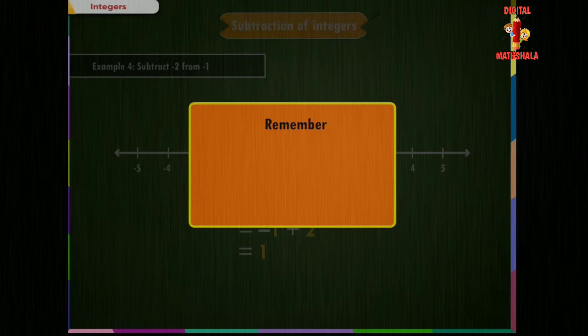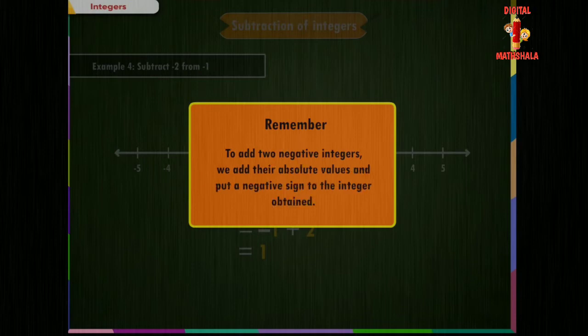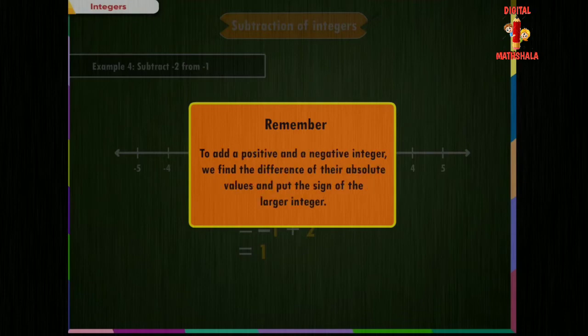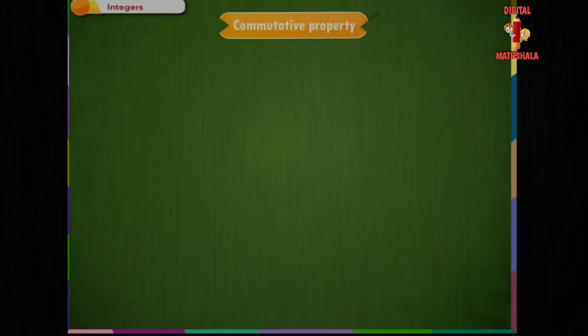Remember the sign rules for addition and subtraction. To add two positive integers, we add them like natural numbers. To add two negative integers, we add their absolute values and put a negative sign to the integer obtained. To add a positive and a negative integer, we find the difference of their absolute values and put the sign of the larger integer.